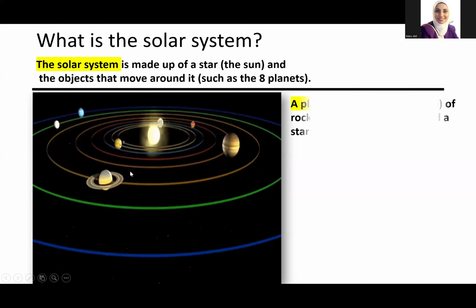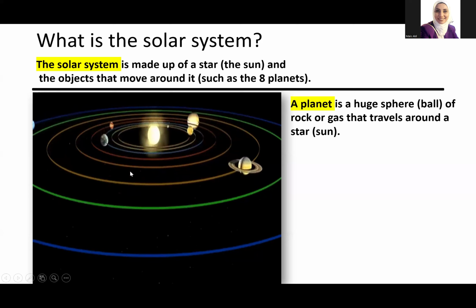Now, what is a planet? A planet is a huge sphere of rock or gas that travels around a star. So that means all the planets, not only the Earth, move around the sun. And the planet could be made of rock or gas.